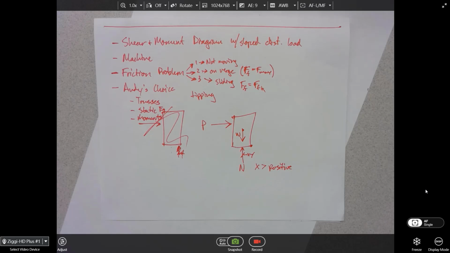I kind of like these problems for friction, because they make you evaluate all three cases: that it's not moving, that it's on the verge of moving, or that it's sliding, and does it tip. Okay? So these are probably common final problems. I'm not guaranteeing it. I want to leave some freedom of expression for me on my artistic masterpiece of a final that I make. Okay?